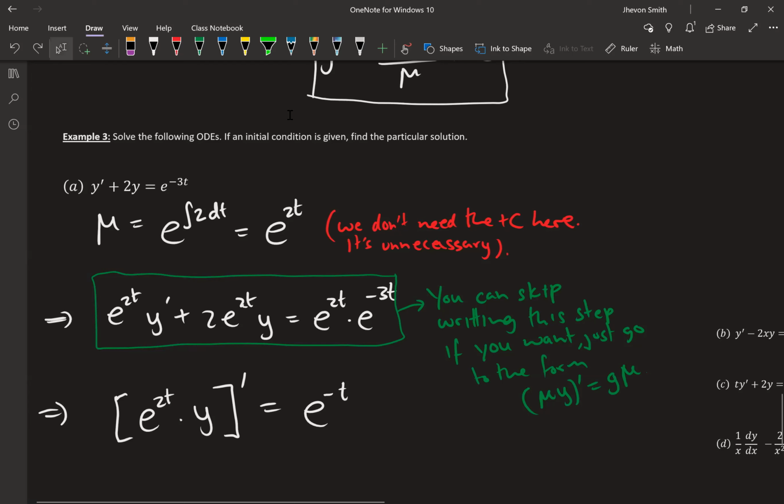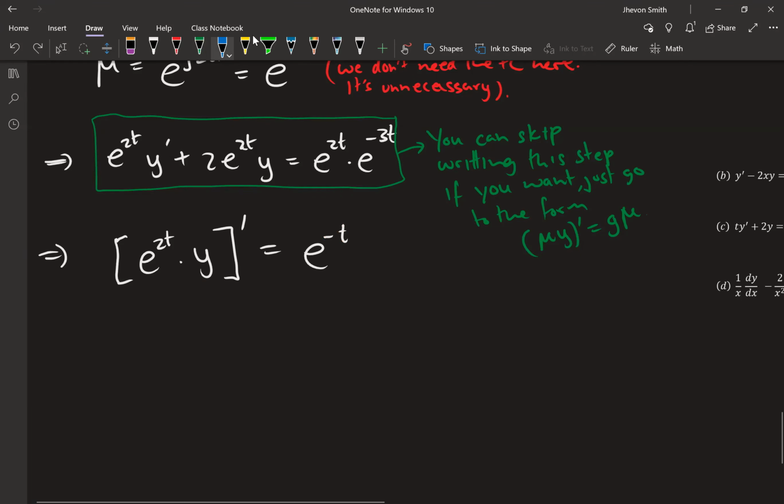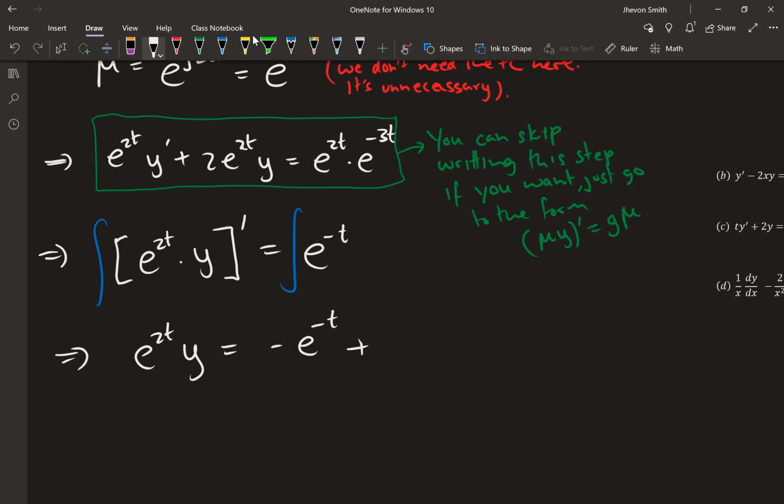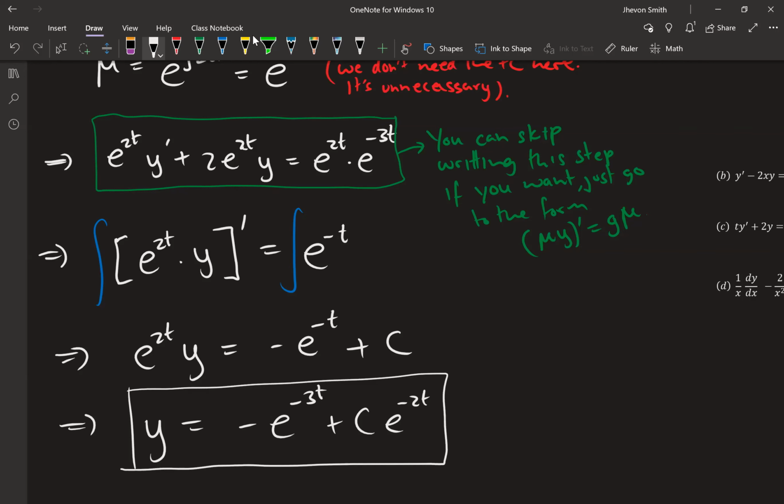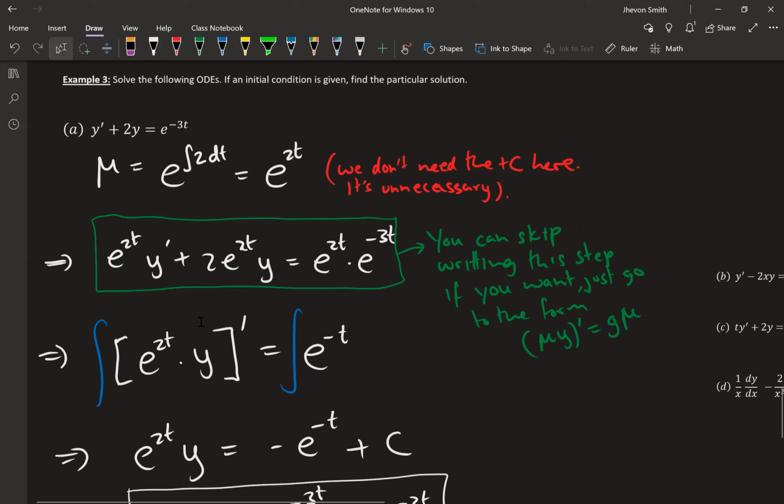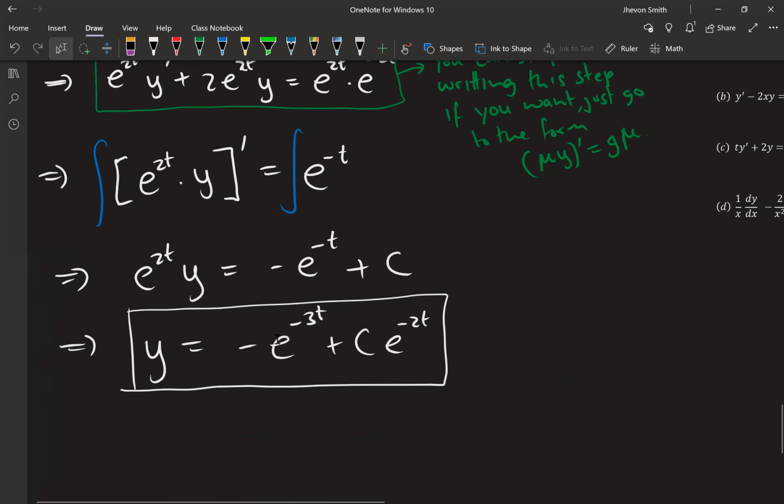Okay. Now, what do we do? Well, we can integrate both sides. So the left side, when I integrate it, the fundamental theorem of calculus just says the derivative dies. On this side, the integral becomes e to the minus t plus c. And then I can divide both sides by e to the 2t. And that is the solution to this differential equation. This is a function who, if I take the derivative, will satisfy this differential equation, and it does not have any derivatives in it. This is the solution to the ODE.